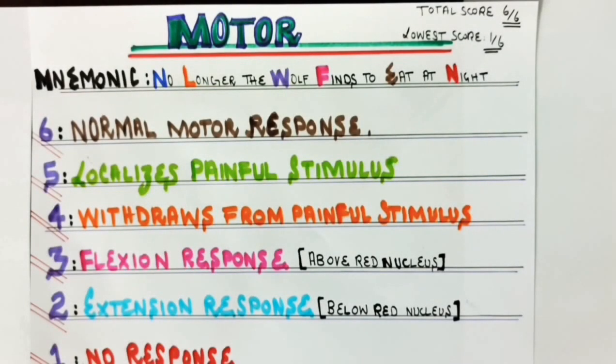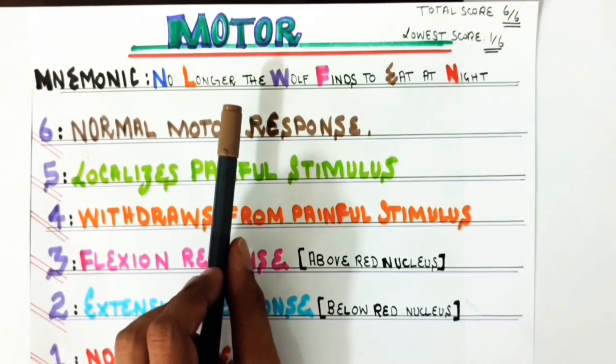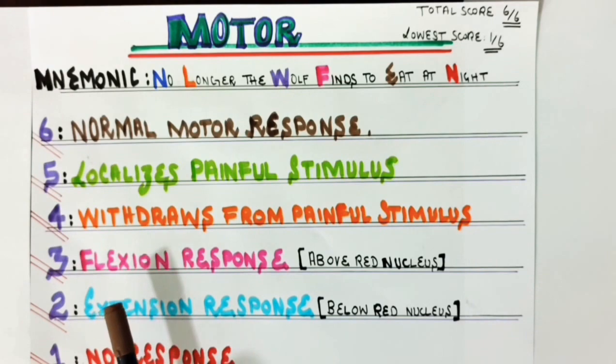The last sector of the Glasgow Coma Scale score calculation is the motor score. The total score in this sector is 6 by 6, and the lowest possible score one can get is 1 by 6. The mnemonic we're going to use for this one is "no longer the wolf finds to eat at night." The different colored starting letters of these words indicate the different scores.